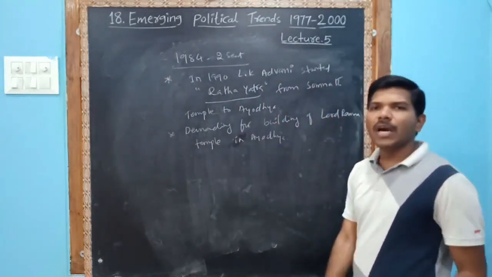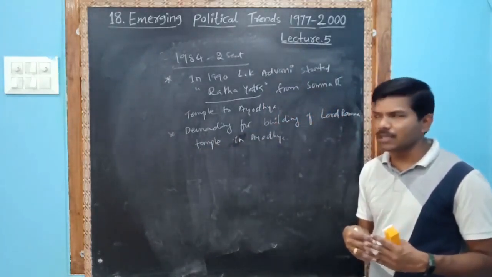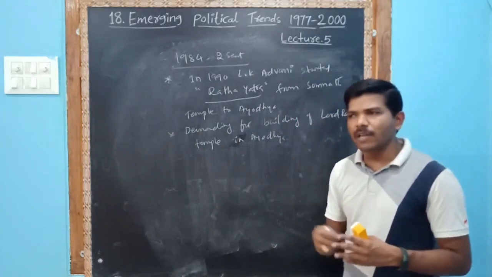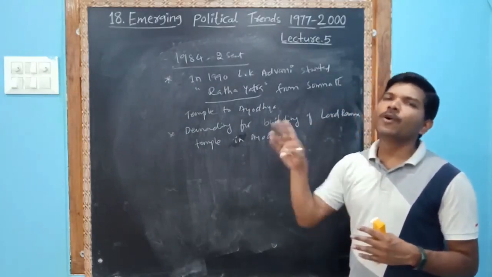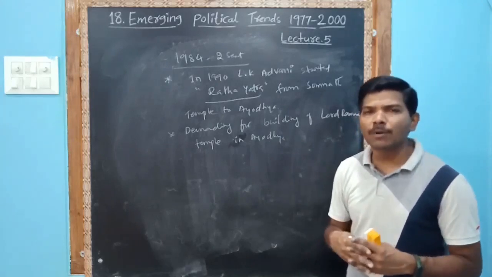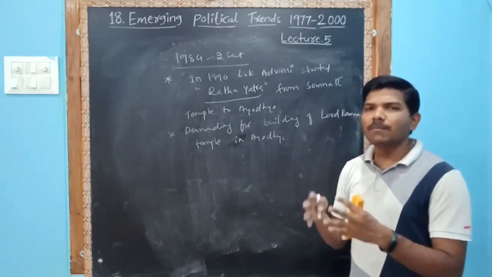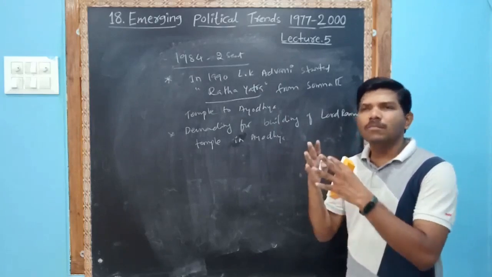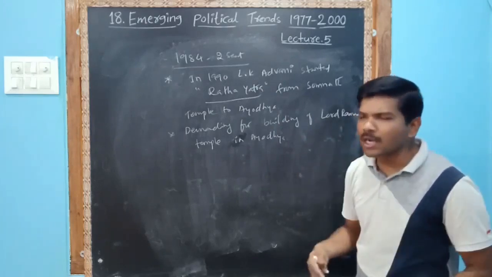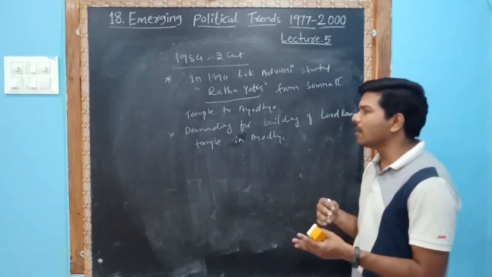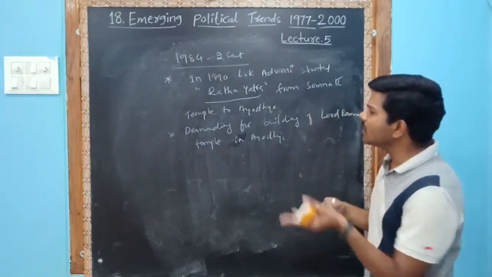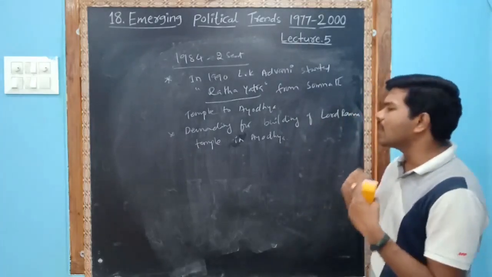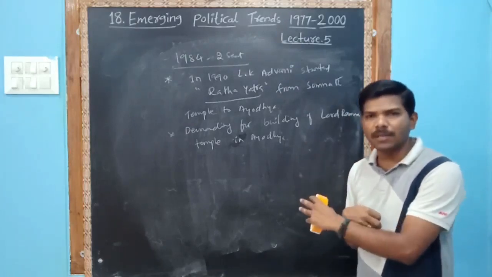In Ayodhya, we already know there was the Babri Masjid. Some Hindu people believed that before the Babri Masjid was constructed, there was a Hindu temple there. That was the birthplace of Lord Rama. Kings attacked and destroyed the Lord Rama temple, and after its destruction the Babri Masjid was constructed. So L.K. Advani and BJP members claimed that we have to build the Lord Rama temple in the place of the Babri Masjid.